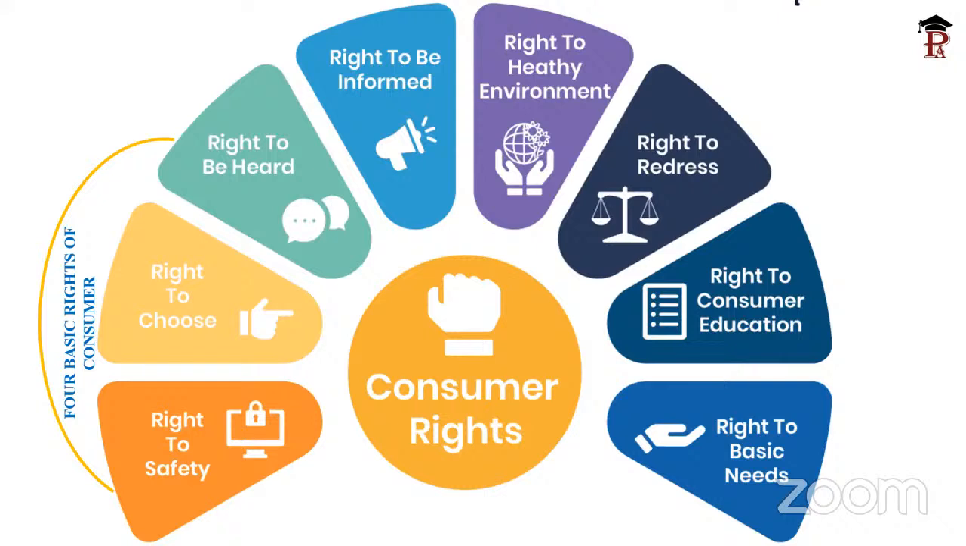Then there is the right to basic needs. This is the last one, where consumers have a right to access essential goods and services such as food, clothing, shelter, healthcare, education, and sanitation. So government and organizations work to ensure these basic needs are met for all individuals. There is a policy we call Swachh Bharat. On that basis, many public toilets and toilets in slum areas were built to fulfill the basic needs of an individual.